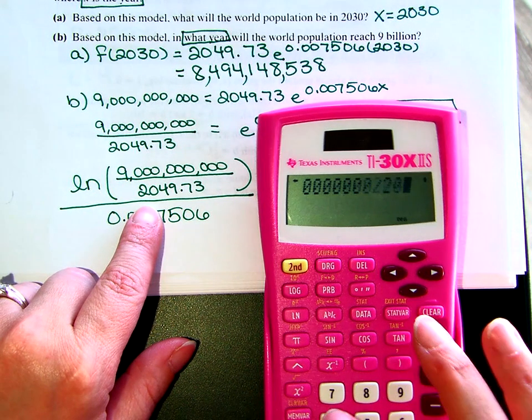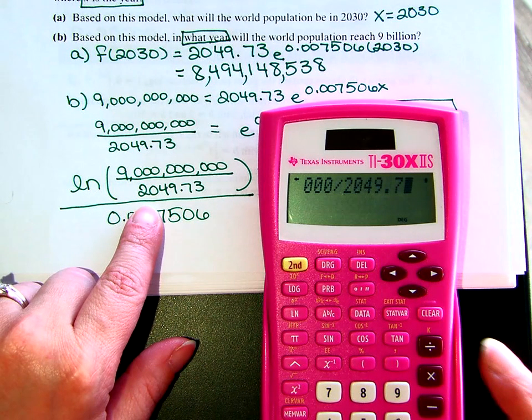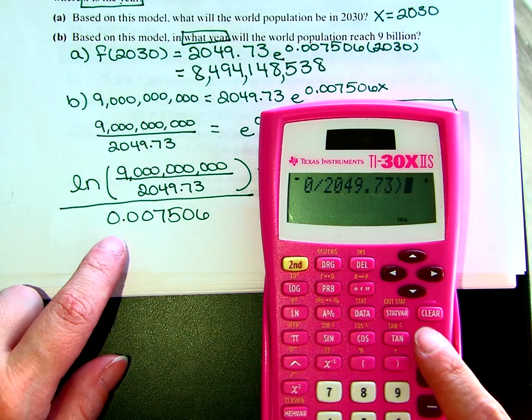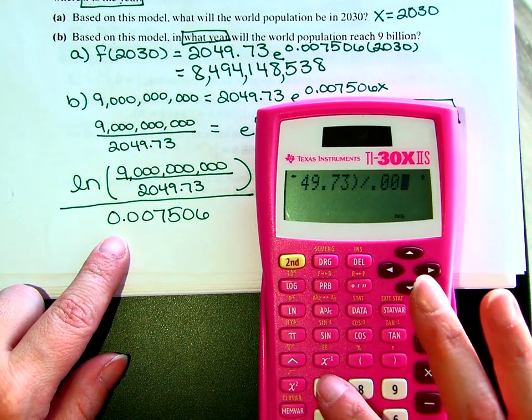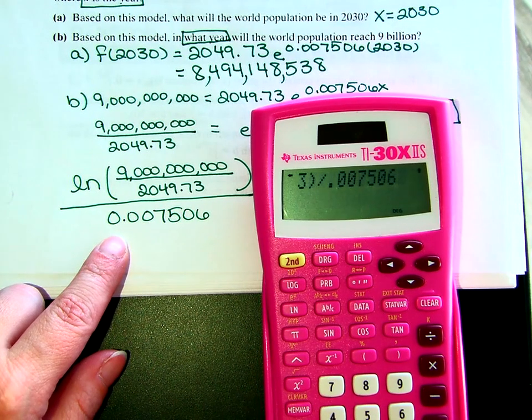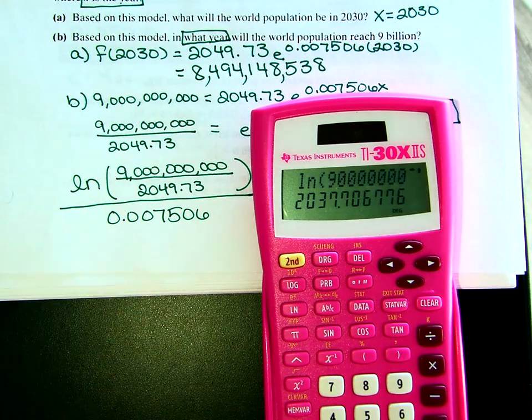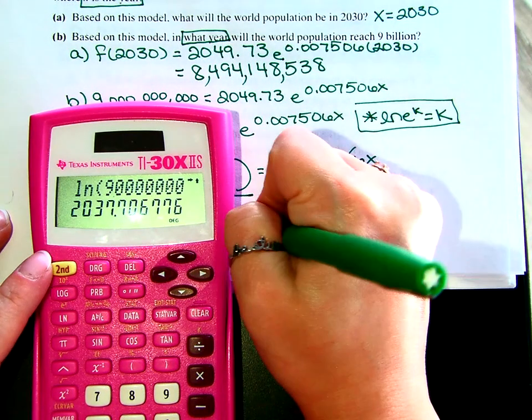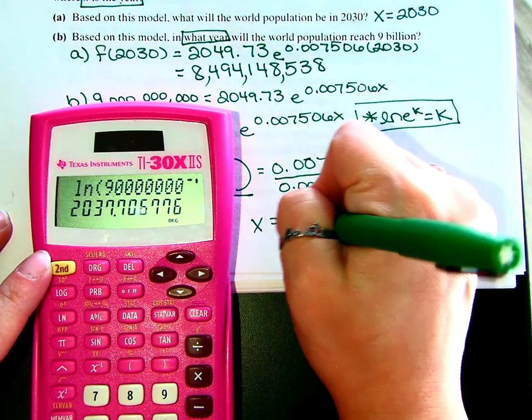Divide that by 0.007506. And I find that x is 2037.707, and there's more to it, but I'm going to stop at that point.